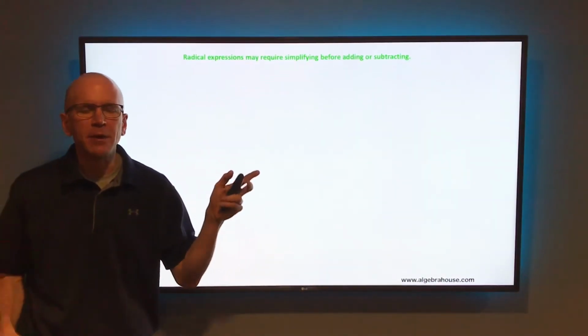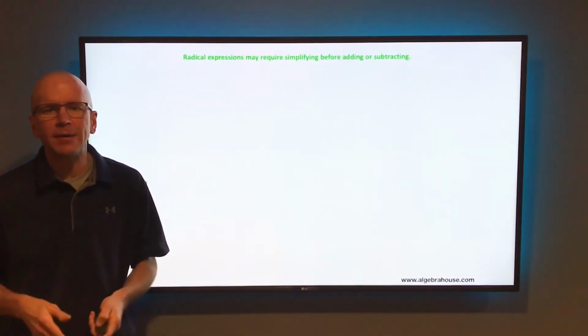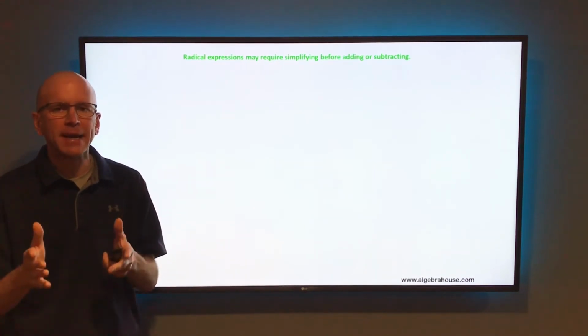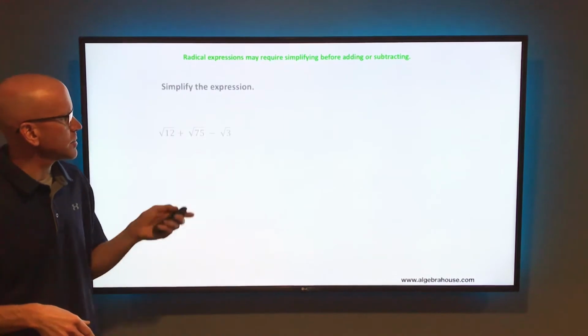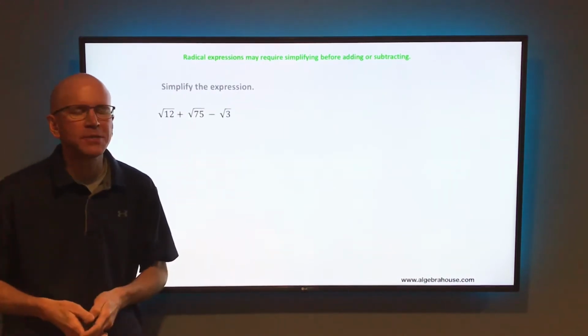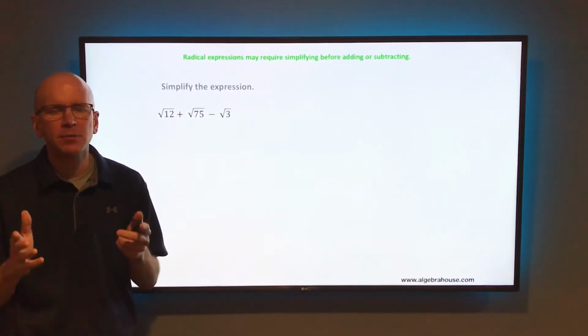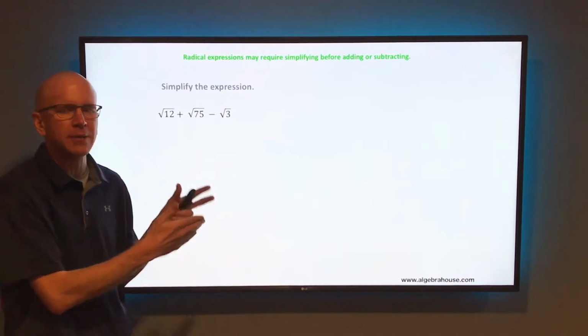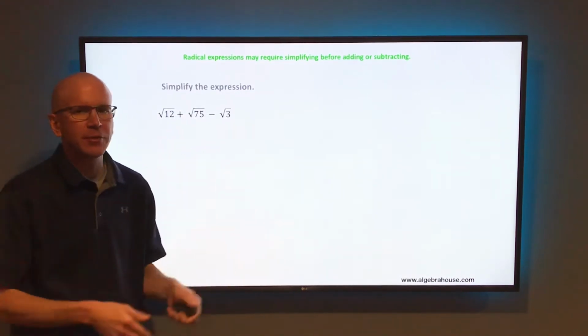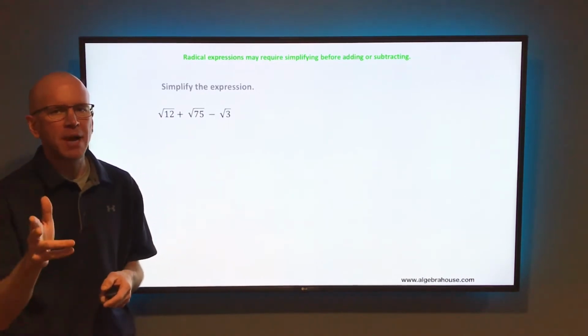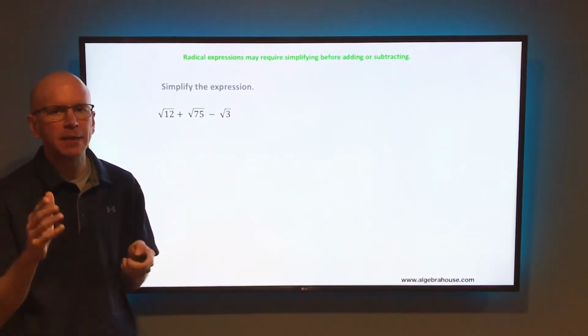Radical expressions may require simplifying before adding or subtracting, so you may have to break down the radicals before you go to add or subtract them. We're going to simplify the expression the square root of 12 plus the square root of 75 minus the square root of 3. So first, looking at that, you say, well, it can't be simplified. There's nothing you can do there because you have different things under the radical sign. But they might be able to break down into something that can be simplified.